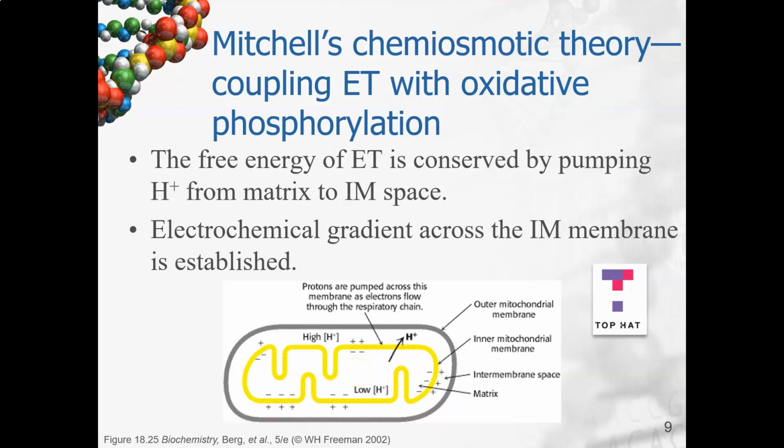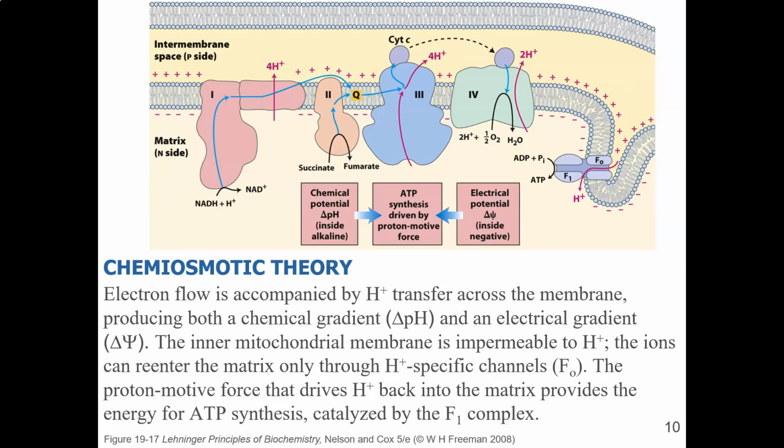So remember that complexes 1, 3, and 4 participate in proton pumping. So that shows this here. This is a nice summary of chemiosmotic theory. If we look at these complexes here, complexes 1, 3, and 4, notice that these pink arrows show that in complex 1, while electron transport is occurring, 4 protons are pumped, in complex 3, 4 protons are pumped, and in complex 4, 2 protons are pumped. So that's a total of 10 protons per NADH that donates its protons and electrons to complex 1 in electron transport.